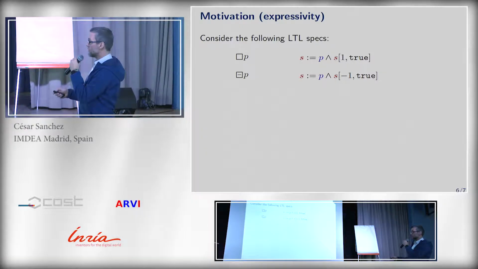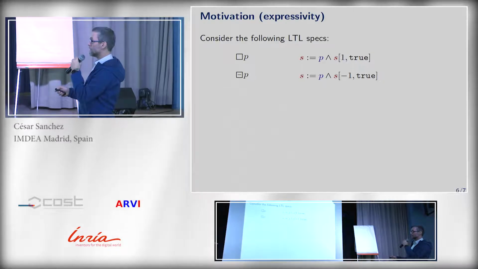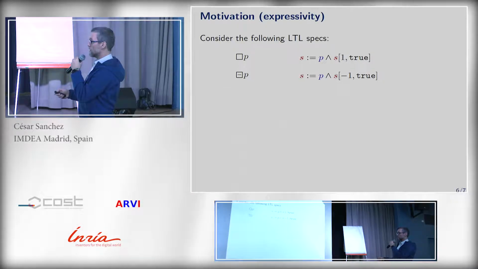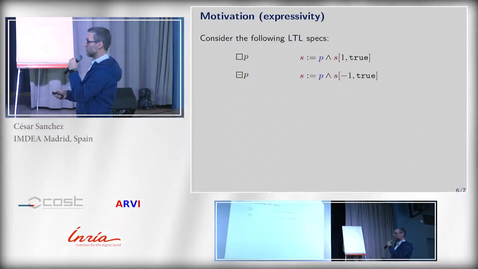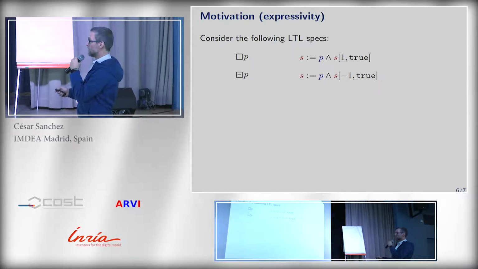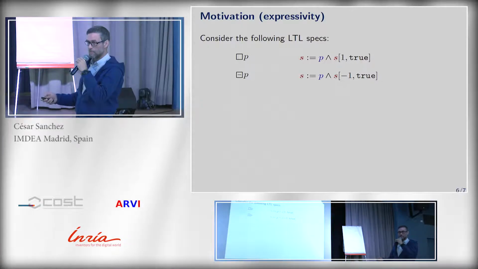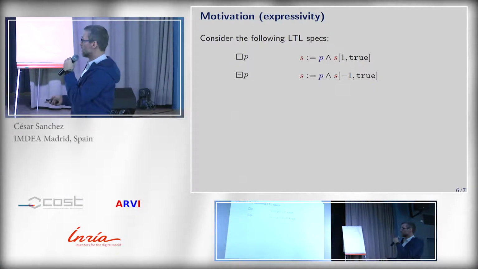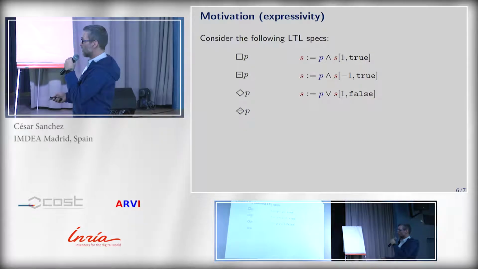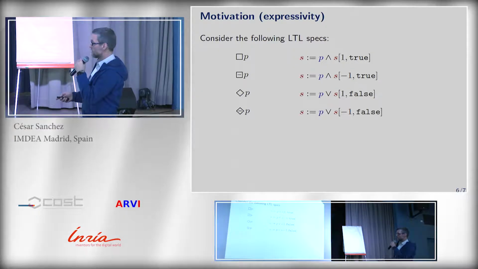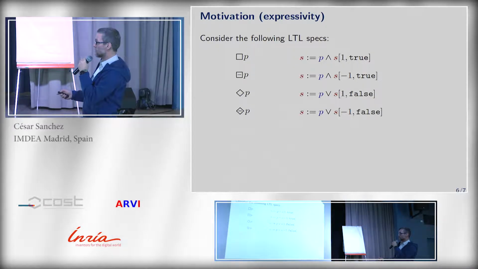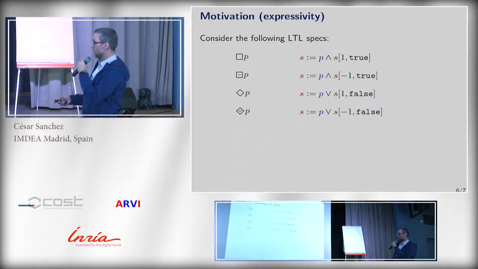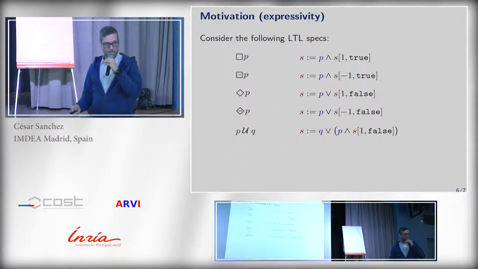So this formula at some position can be determined by the state property, for example, that you're checking, and whether the same held in the previous state. And of course, if you go to the beginning of a trace, you have to start with true. And similarly, you can do eventually, once in the past, but of course changing ands by ors and trues by false. And you can do until, and so on.